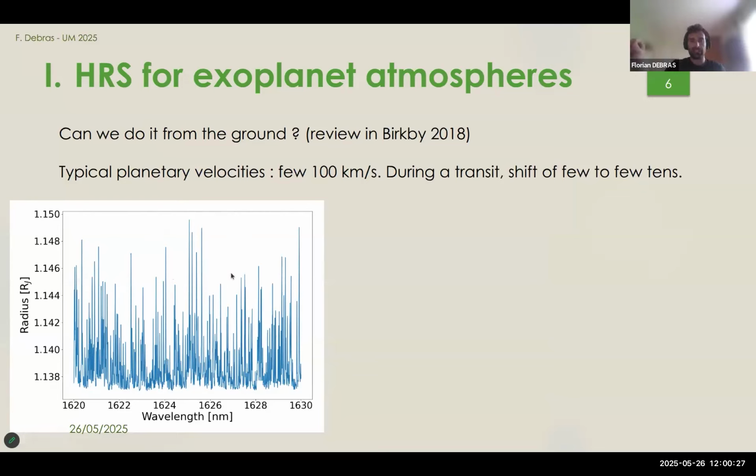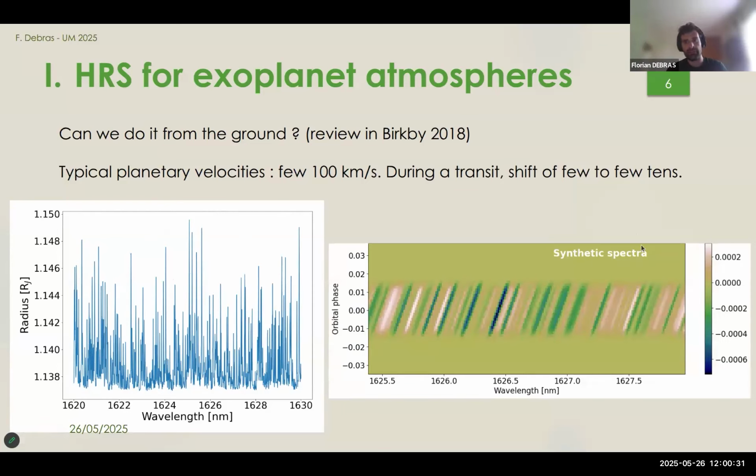And so you can observe the Doppler shift of the lines during an observation. For example, during a transit, this is what you expect. You have the intensity of the light absorbed by the planet as a function of orbital phase. Each line is a spectrum, one observation, and typically this lasts a few hours vertically, with wavelength along here. This inclination is due to the Doppler shift evolving with time because of the movement of the planet around its star, so the inclination is linked to the planetary motion.